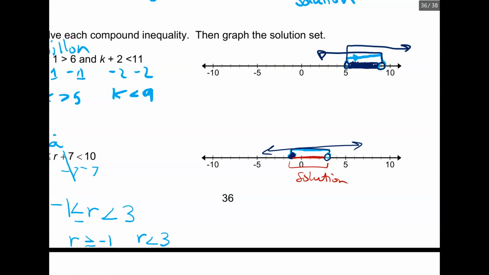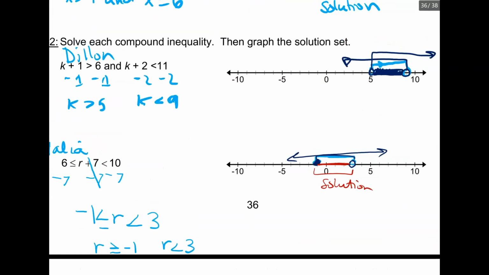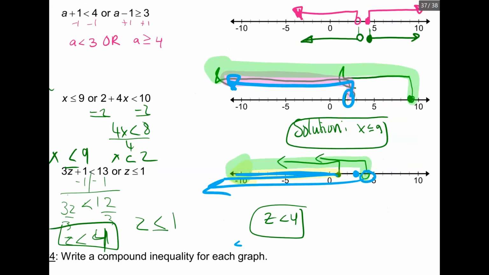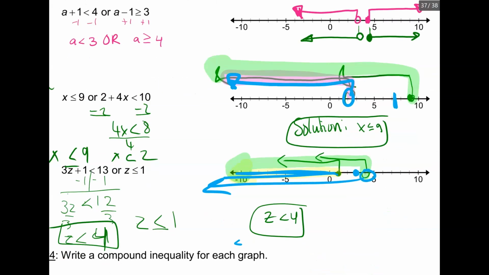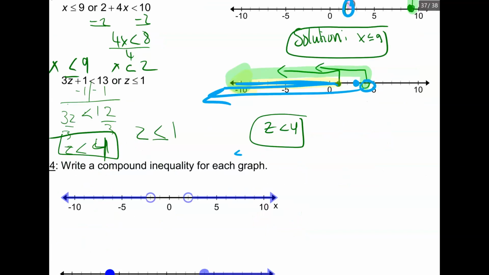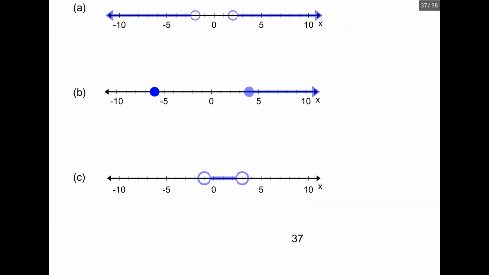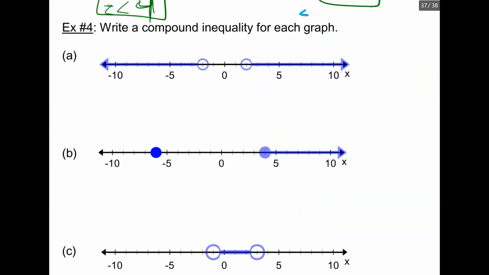Versus ands, guess what? Ands, you only have the part where they're overlapping. Because if you plug in a solution right here, like if I plug in 7, it would have to fit both inequalities. Versus here, if I pick 7, it only has to fit 1. So an or only has to be true for one of them, and an and has to be true for both. So when you look at a graph, you can tell what the solution more or less will be by looking.